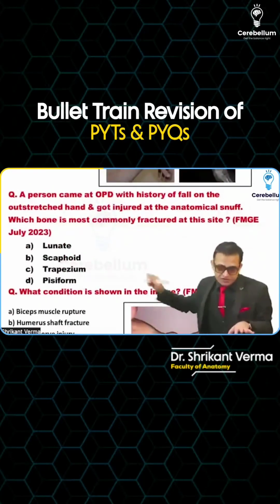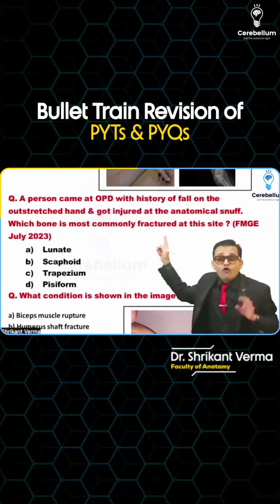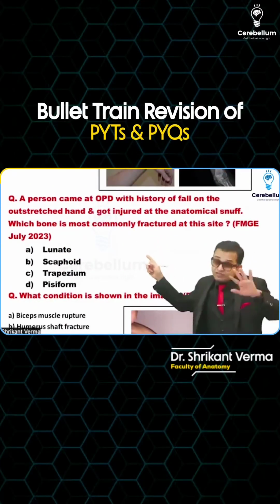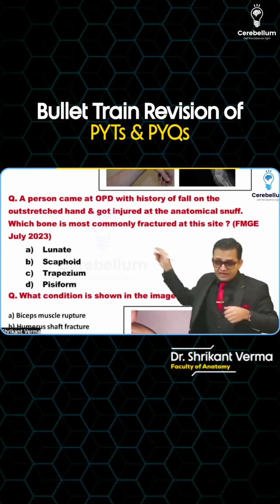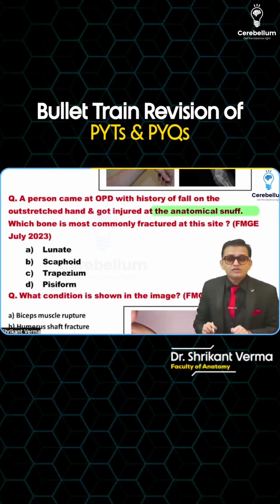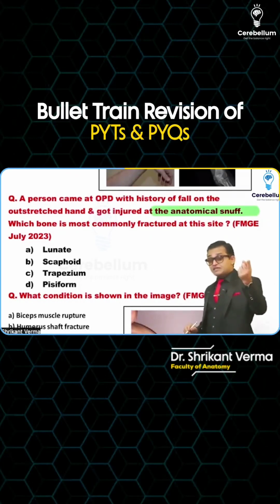Can you see the next question? A person came to the OPD with a history of a fall on an outstretched hand, got injured. I'm just telling you the PYQs. Description and theory after this. Anatomical snuffbox. What I want to tell you, anatomical snuffbox. This question had earlier been asked in INICET, then NEET PG, and now FMG exams continuously 3 times.